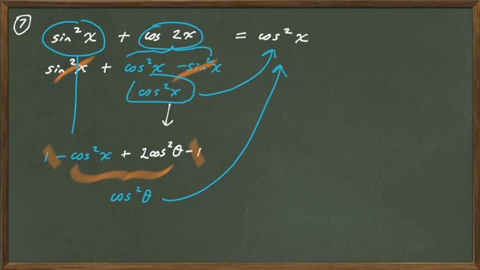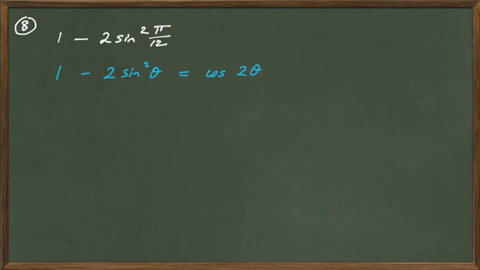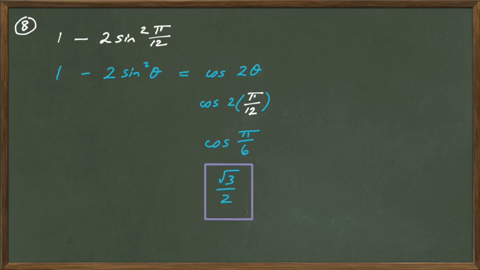Let's look at the last one, number 8. Do we know an identity for 1 minus 2 sine squared of theta? Was this going to be cosine of 2 theta? I believe that was the same, well, we had it on this one right here, right? So what would theta be? Pi over 12. 2 times 1/12 is 1/6. So this could be cosine of pi over 6, which I think is radical 3 over 2. I hope these help. Good luck.